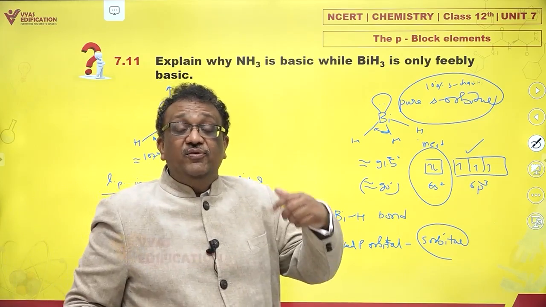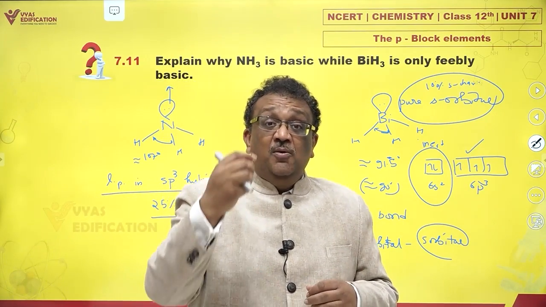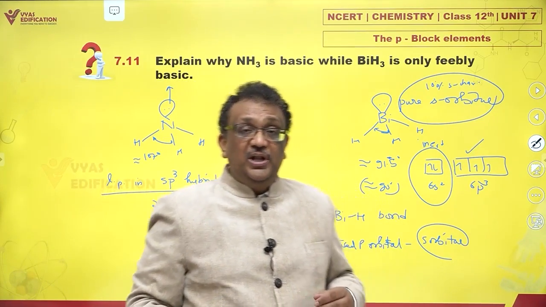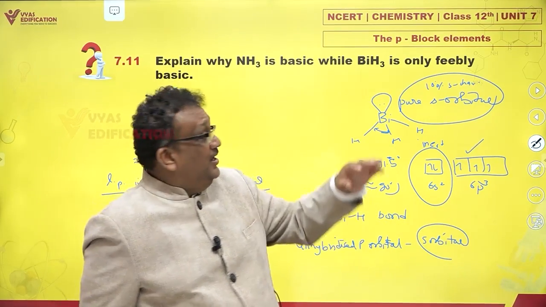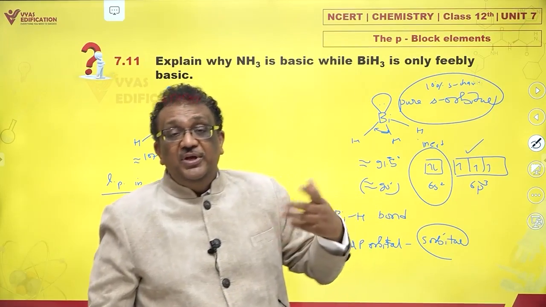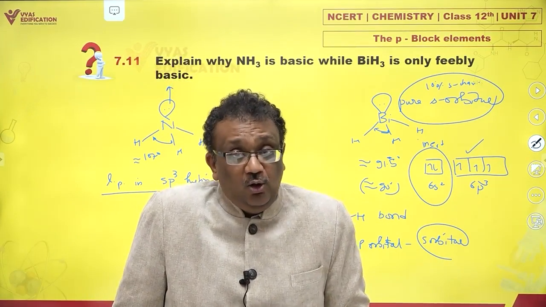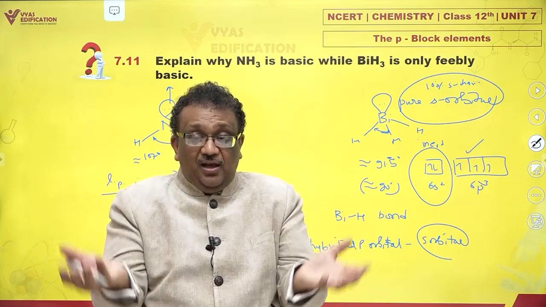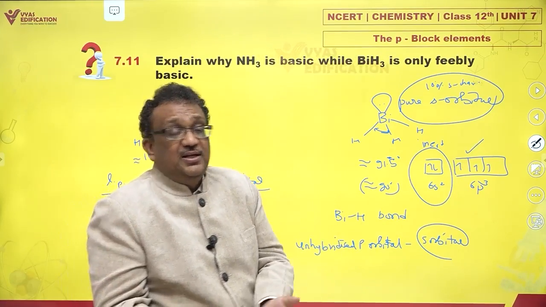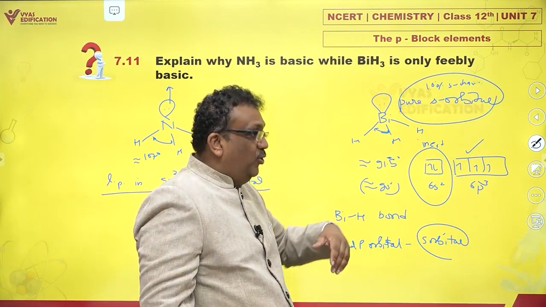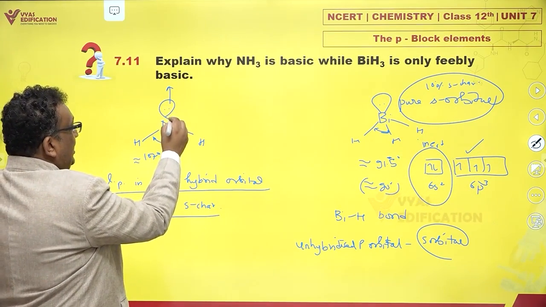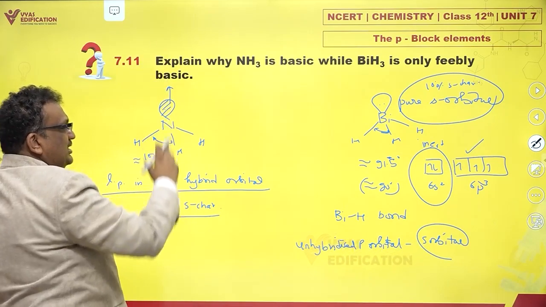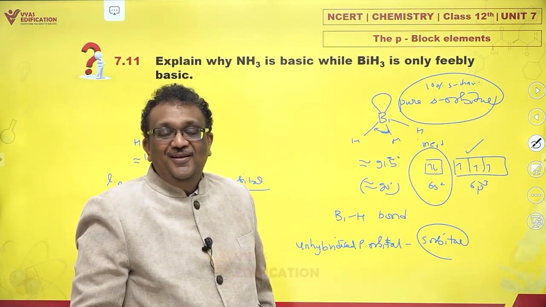Greater the percentage of s character, number one, more strongly is the electron attracted by the nucleus, and it is difficult to donate it. If it is difficult to donate, the basic strength decreases. Also, s orbital is spherical. It is on all the sides. A spherical electron pair is more difficult to donate on one side. In sp3 hybridization, it is already on one side, so it just gets donated much more easily.